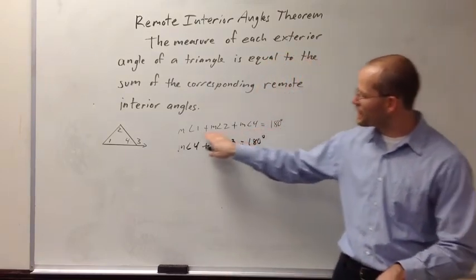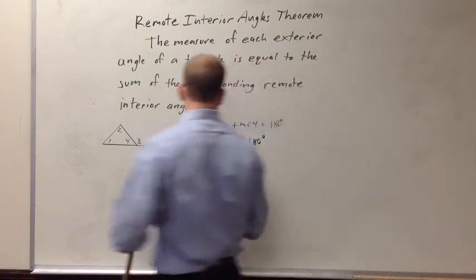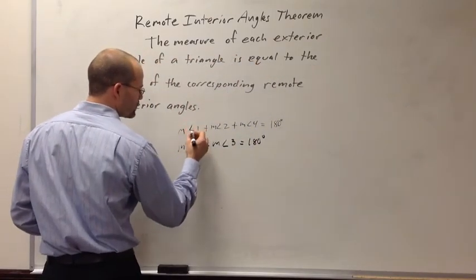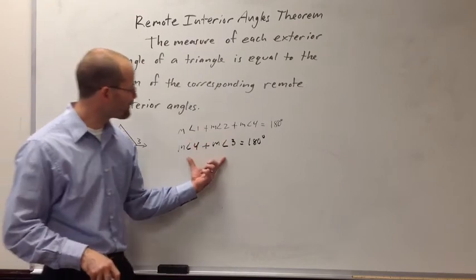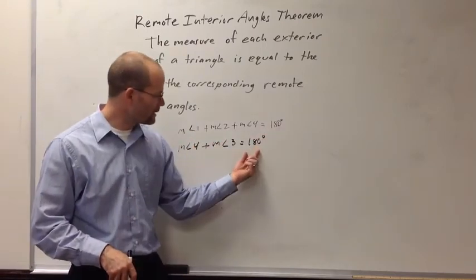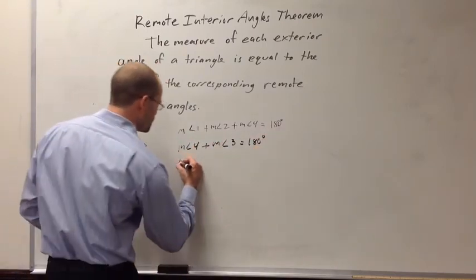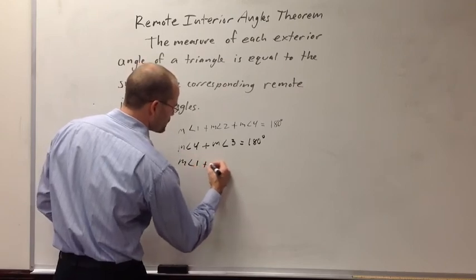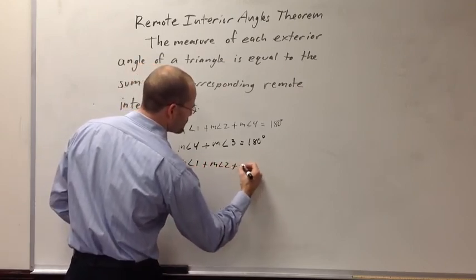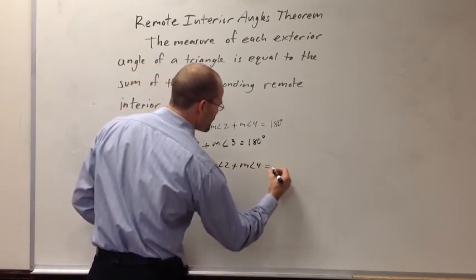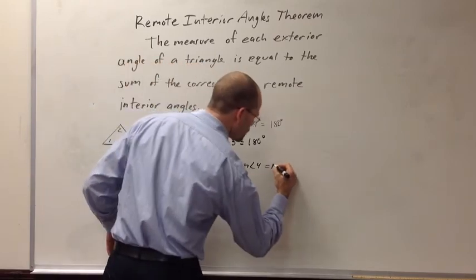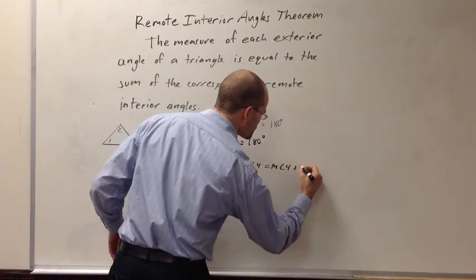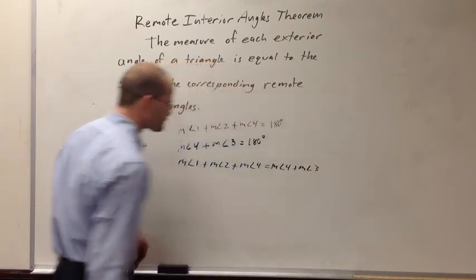You can see that the expressions on the left are both set equal to 180. So by the transitive property, the measure of angle 1 plus the measure of angle 2 plus the measure of angle 4 is equal to the measure of angle 4 plus the measure of angle 3.